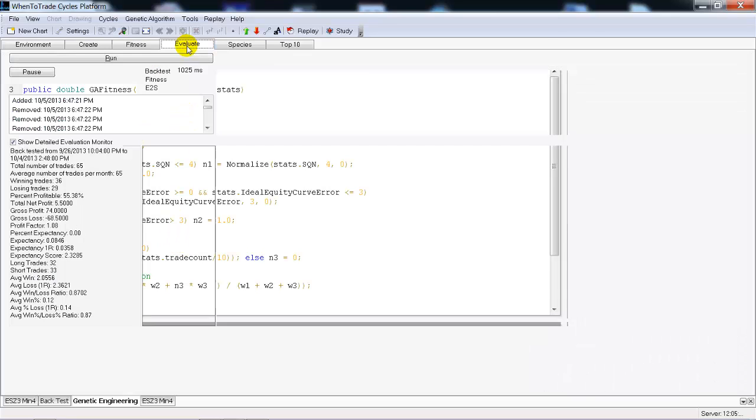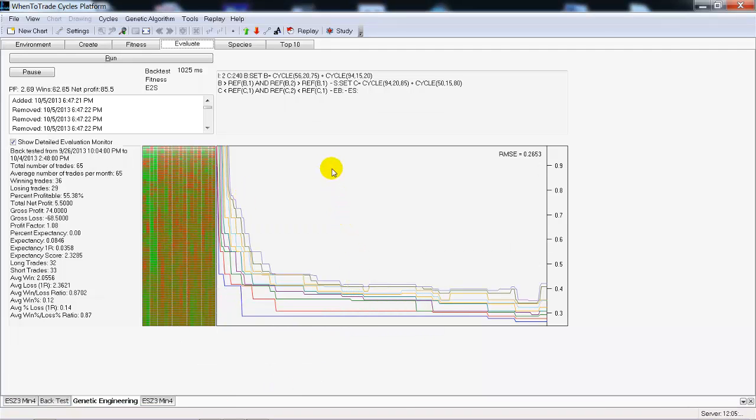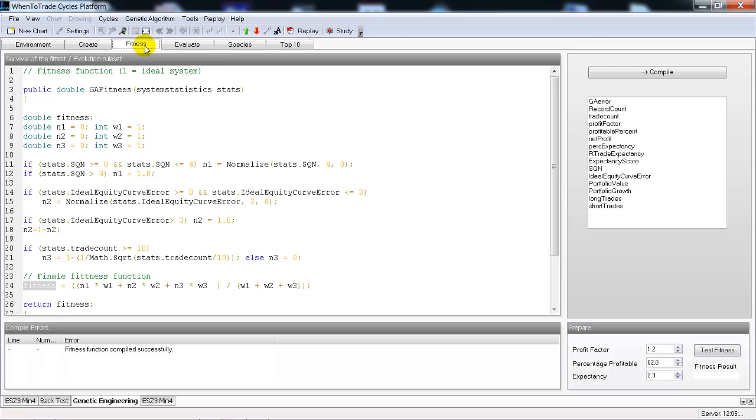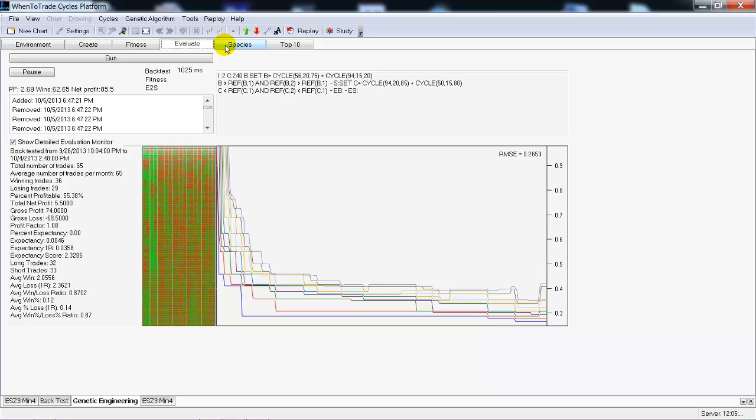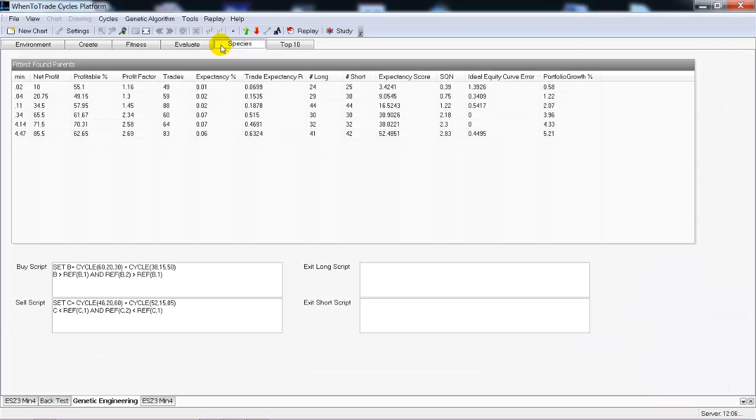Another important point: I have just started this evaluation. With the evaluate, we start the genetic engine with the population, which then optimizes the population against the fitness criteria, so the survival of the fittest, where mutation and crossover happen. Then we have to monitor what the genetic algorithm tweaks out of this combination. Just keep in mind, we have a possible system count of over 200 or 300 billion possible systems, and the species shows us where the best parents have been found.